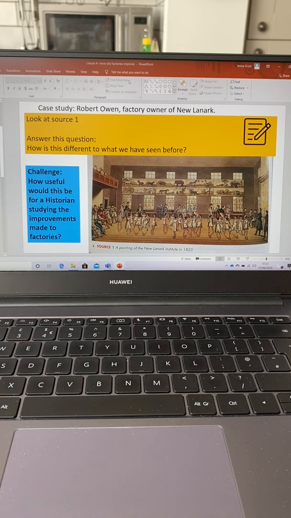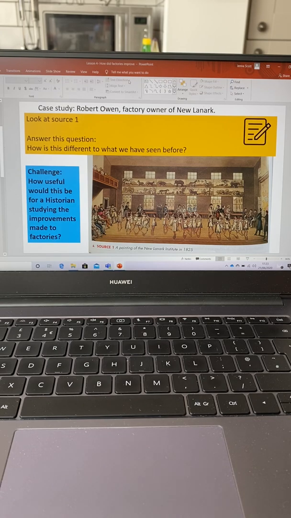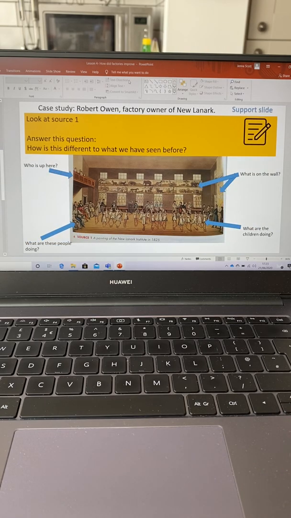And then we've got a challenge. And again, good for lots of you to keep using those challenges. I know plenty of my students are using those, so let's do the same. How useful would this source be for an historian studying the improvements made to factories? Don't forget, when you're looking at useful, you want to be picking out things that clearly are useful in the source. So what can you see? So therefore it's useful. Again, if you're not sure about what to do, look at the support slide, lots of help there. So use that as well.